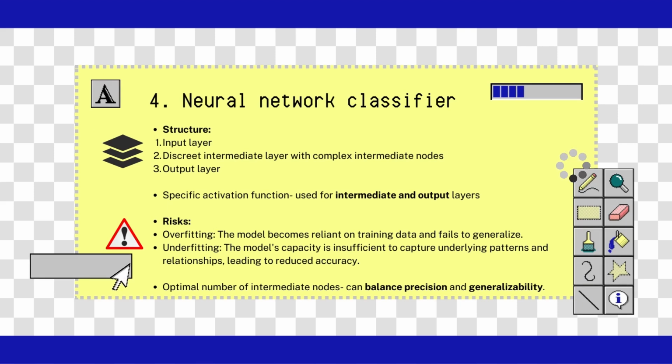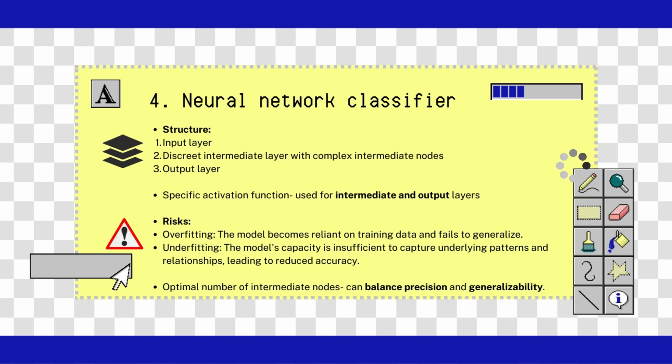Next is the neural network classifier. The model structure includes an input layer, a discrete intermediate layer with complex nodes, and an output layer. Specific activation functions are used in the intermediate and output layers to help the network learn complex patterns.